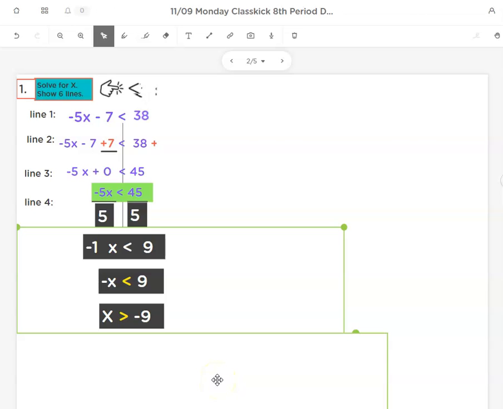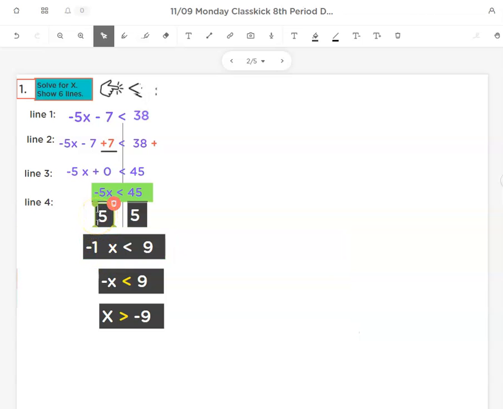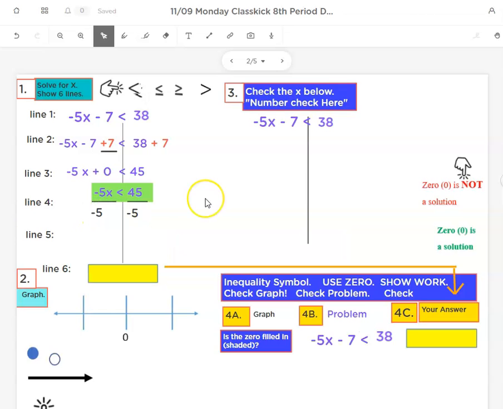Usually I don't do it like that. Usually what I will do is I will come up here, and instead of dividing by a positive, I divide by a negative. So inequality problem. First thing we're going to do is add 7 to both sides. And then we can see that we get the 5x plus 0 and we get the negative 5x. Instead of dividing by a positive 5, this time I'm going to divide by the negative 5.